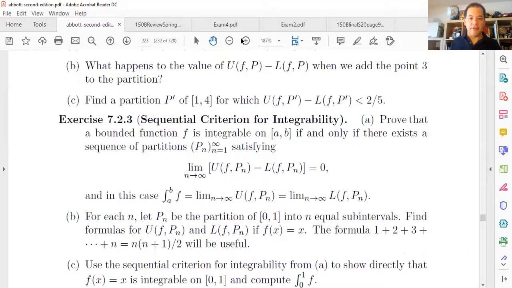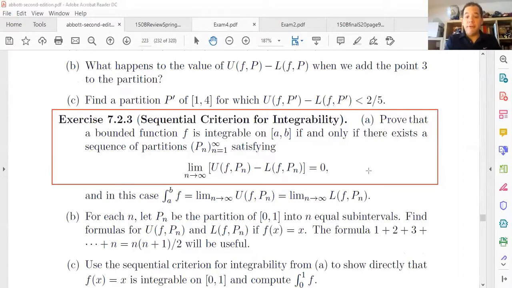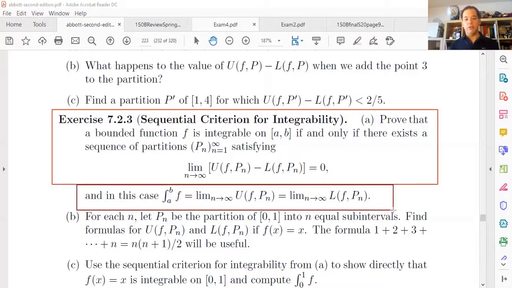So it says that a function is integrable if and only if there's a sequence of partitions with the property that the limit of U minus L is 0, right? And in this case, the value of the integral equals the limit of the U or the limit of the L, whichever one you want. So it's this next one after this, this continuation, all right? I'm sort of outlining how you could prove this. How could you prove this exercise?